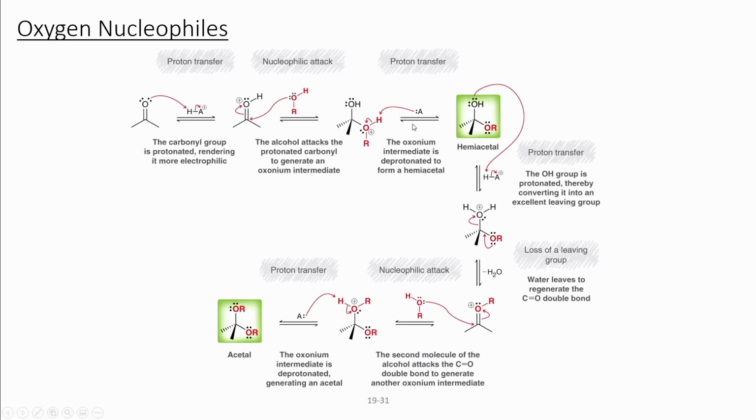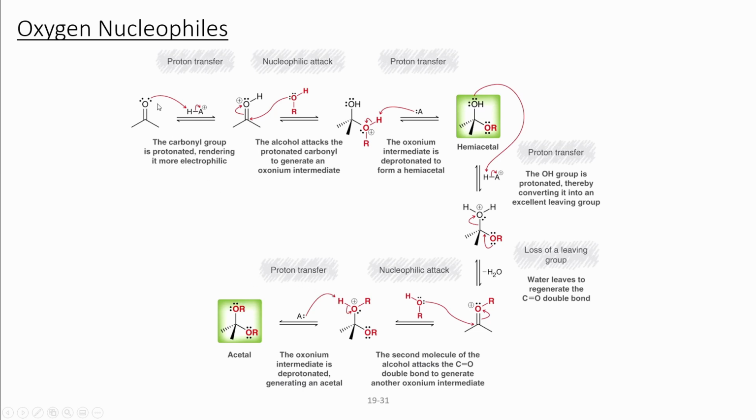Then a hemiacetal can form after deprotonation of this intermediate. So the hemiacetal is an intermediate that's similar to the hydrate, where we have an OH on one side and an OR on the other side. Once a second proton transfer occurs, we can have water leave as a leaving group and reform our ketone. Then a second molecule of the alcohol can undergo a nucleophilic attack, and a proton transfer will finally liberate our acetal.